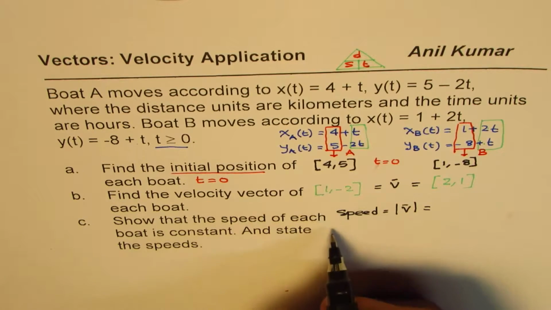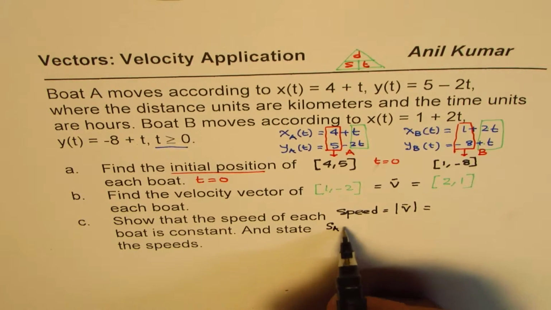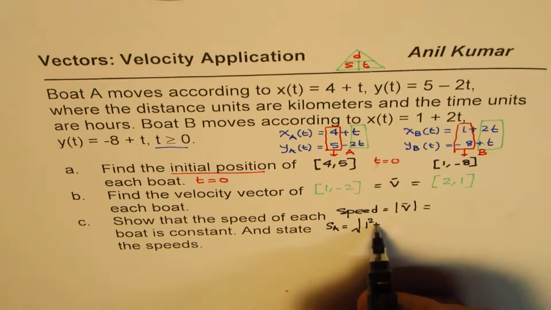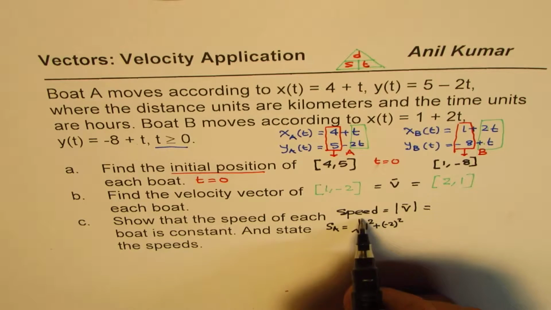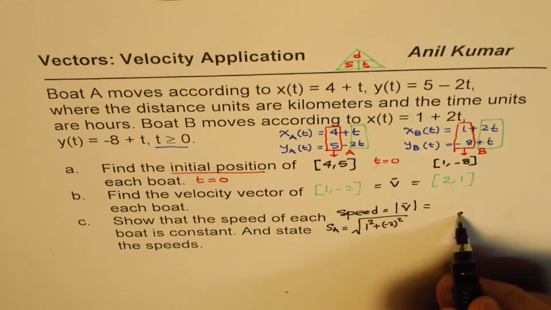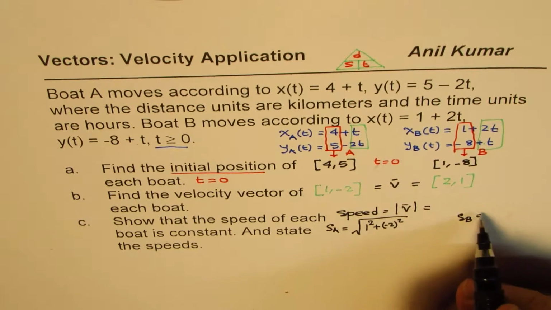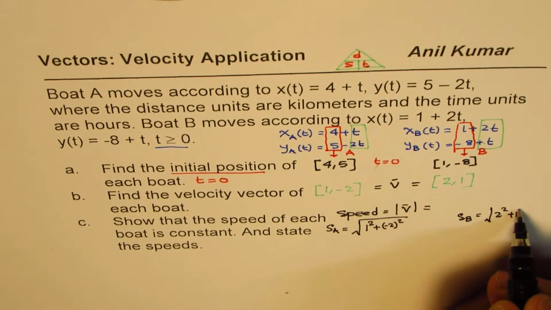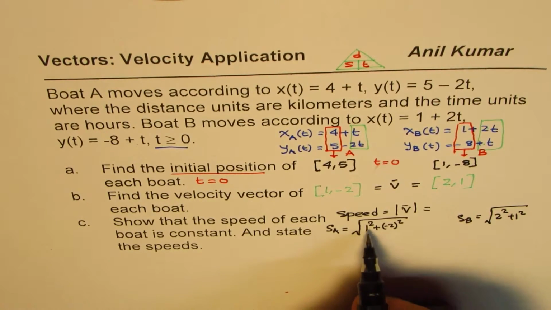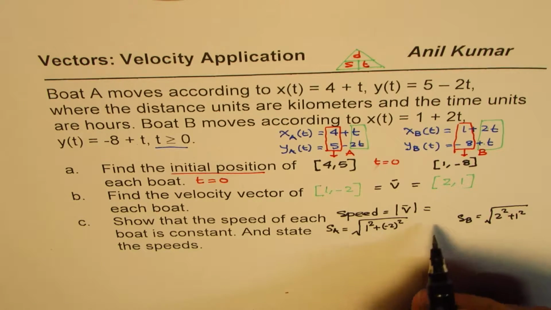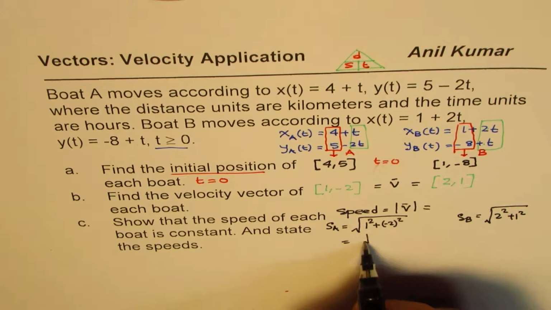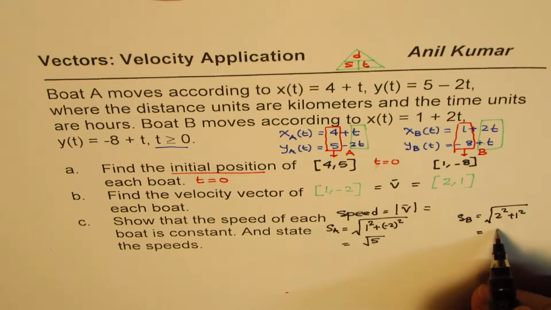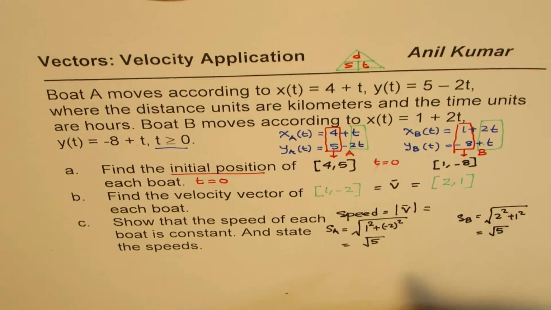So for A, speed of A will be square root of 1 squared plus minus 2 squared, correct? And speed of B will be equal to square root of 2 squared plus 1 squared. Which is 1 plus 4, which is 5, so we get square root of 5. Here also we get square root of 4 plus 1, which is 5, correct? Okay.